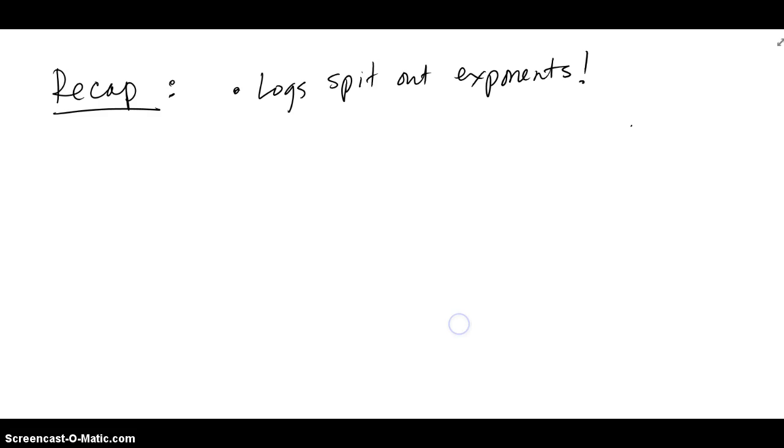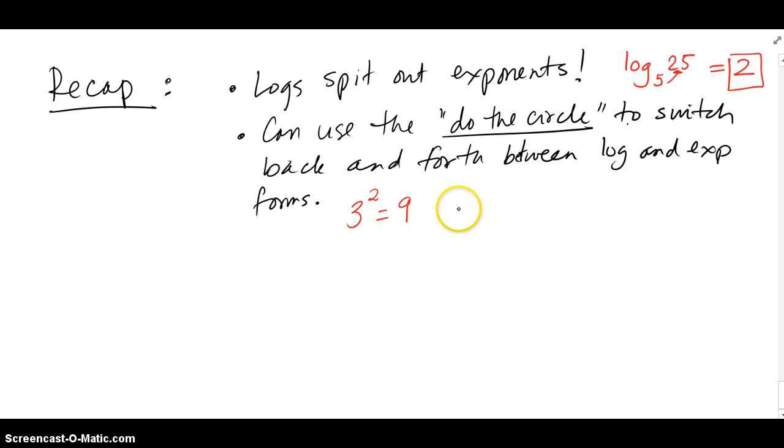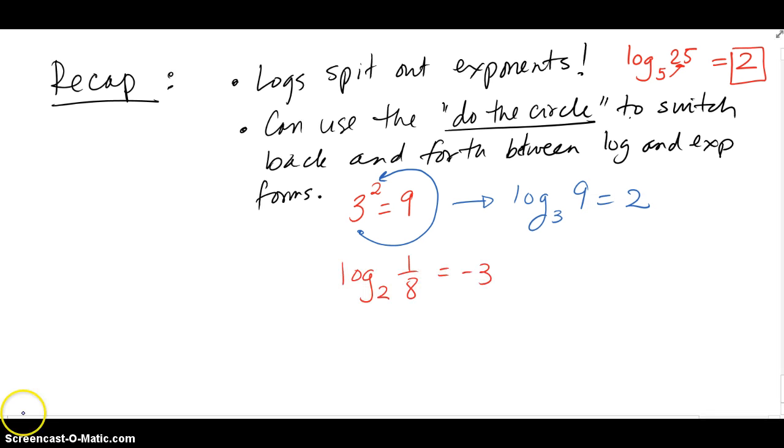Let's do a quick recap of what we talked about with logs. Logs spit out exponents. That's the first main thing. In other words, 5 to what power gives me 25, and the power or the exponent is 2. Next, we can use the idea of do the circle if we want to switch back and forth between the log form and the exponential form. In other words, this guy in log form would be log base 3 of 9 is 2. Or this guy in exponential form would be 2 raised to the negative 3 gives me 1/8. So I did the circle again.